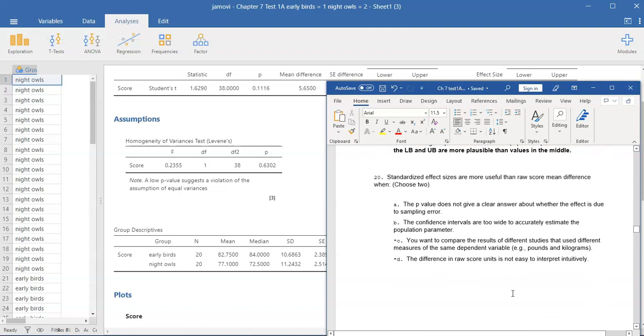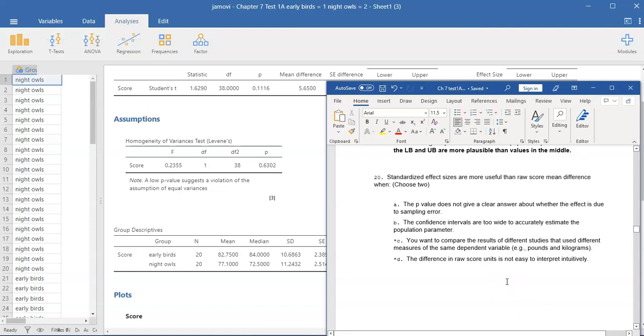Okay, standardized effect sizes are more useful than mean differences when you want to compare the results of different studies that used different measures. So if one study is done in pounds and one study is done in kilograms, if you use a D, you can compare those things directly.